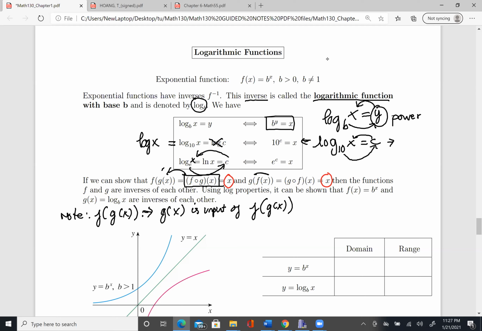Now, using this, it can be shown that f(x) equal to b raised to x and g(x) equal to log base b of x are inverse of each other.